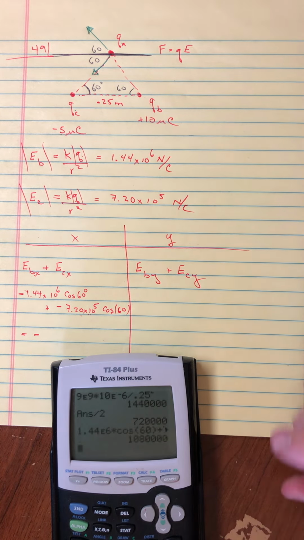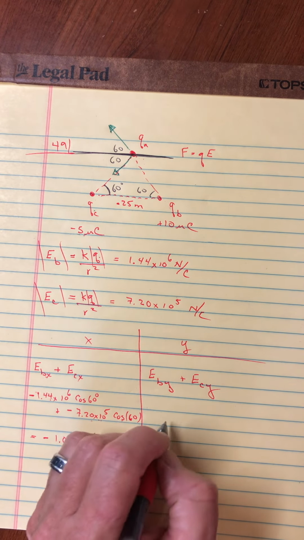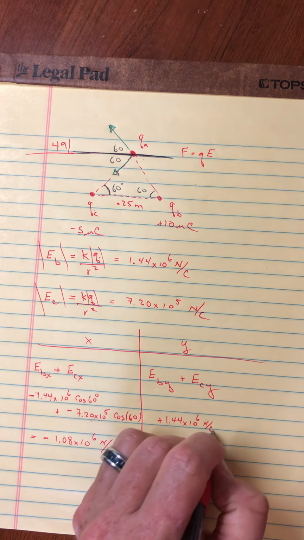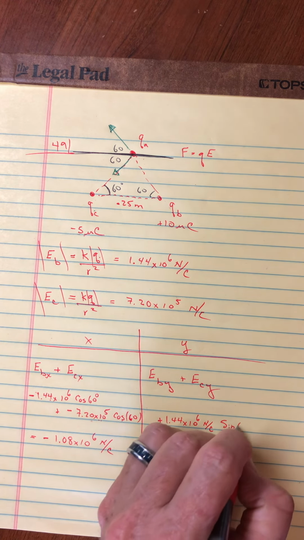The reason I thought it might be nice to leave those in my calculator is because the y component would look something like this. From B, it's pointing upward, so it would be a plus 1.44 times 10 to the 6th newtons per coulomb, and then sine of 60. But the y component for C would be angled down, so I'll put a negative 7.20 times 10 to the 5 sine of 60 degrees. So I think I warned you that some of these problems can be pretty hard and pretty long when we're dealing with all these components.